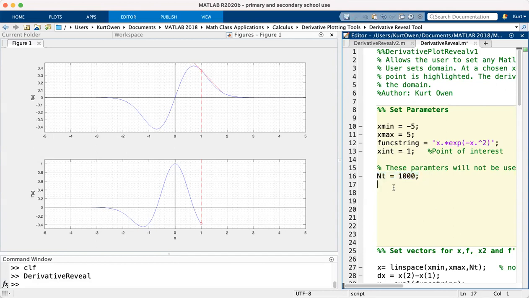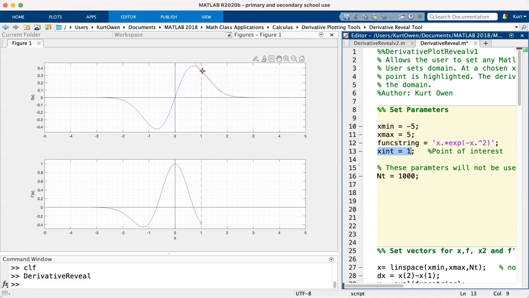So the important things: you've got to have a domain. If a teacher were going to use this program that you're generating, it would have to have a domain. It would have to have a function that you're working with. That will be the top graph, and the point of interest. Now you can see when I ran the code, a couple of things happened.